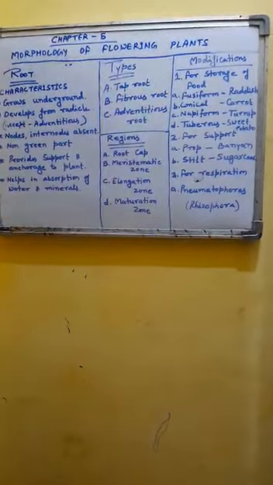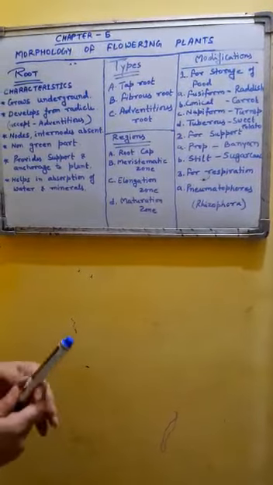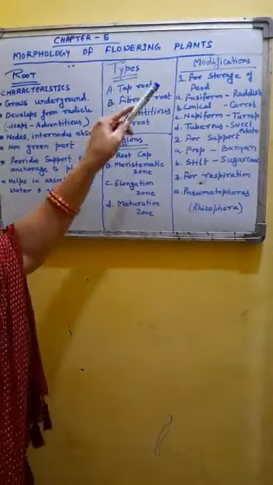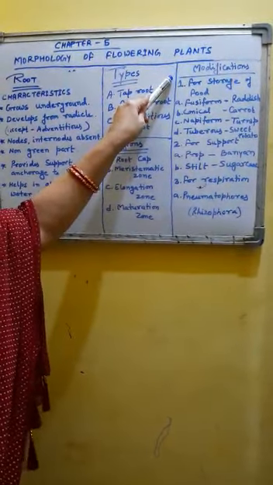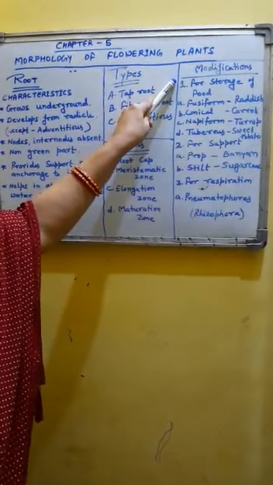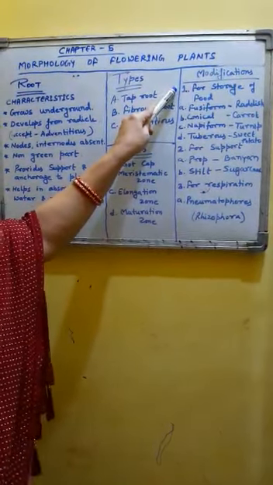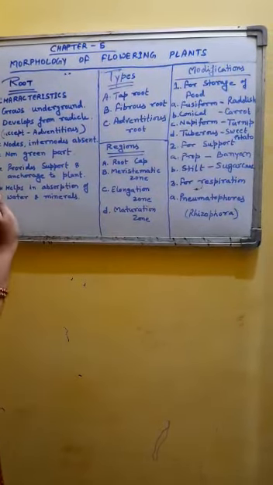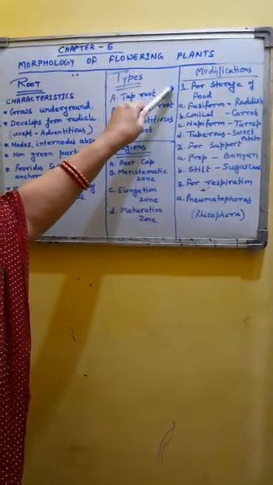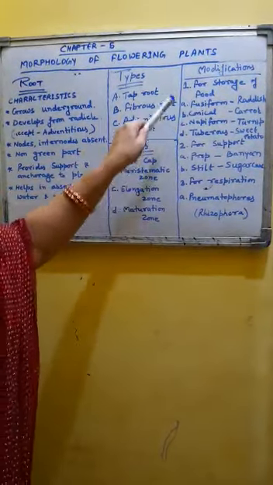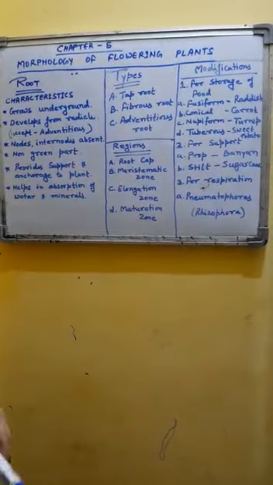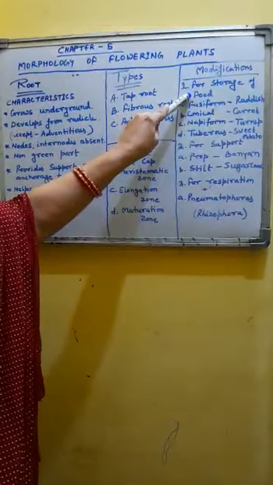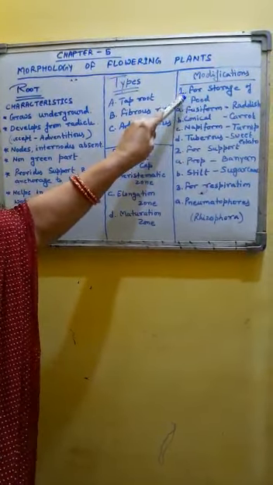Then we discussed about modifications of root. Modification refers to change in shape and structure of plant part to take up any extra function which is not its basic function. Roots are modified for various functions. Basically, here we are discussing about three functions. The very first, roots are modified for storage of food. When roots are modified for storage, these change their shape.